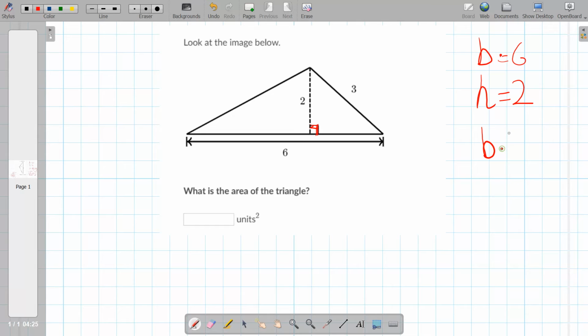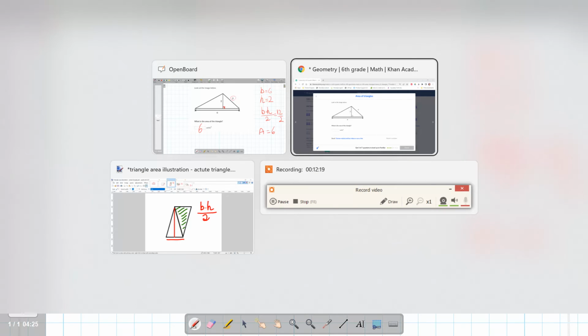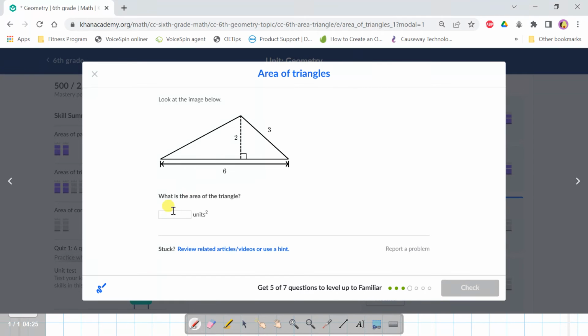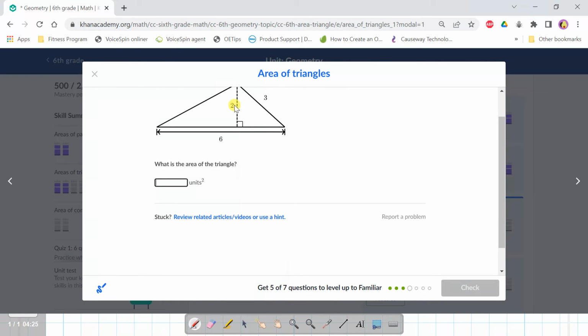We know that the formula to calculate the area of the triangle is the base times the height divided by 2, which is 6 times 2 is 12 divided by 2, which means that the area is 6. So the length of this side is not relevant to the calculation of the area of the triangle. So 6 times 2, 12 divided by 2 is 6, right?